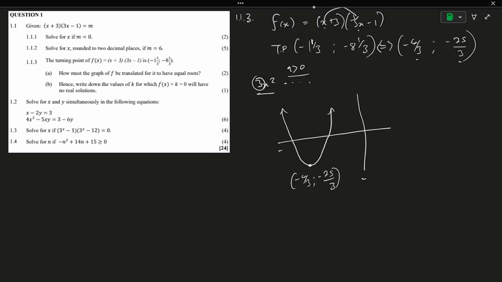So in order for a graph to have equal roots, because here it has two roots that are not equal. Look at this. We have this root right here and we also have this root right here. This x value is not equal to this x value, right? We can agree on that because it's not the same point.